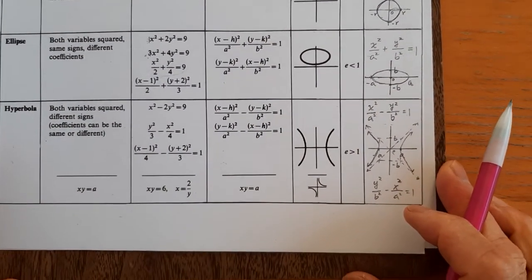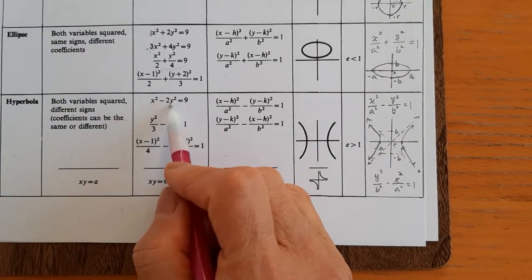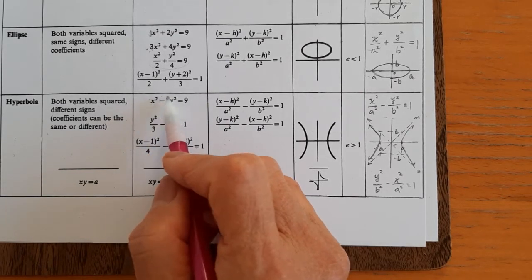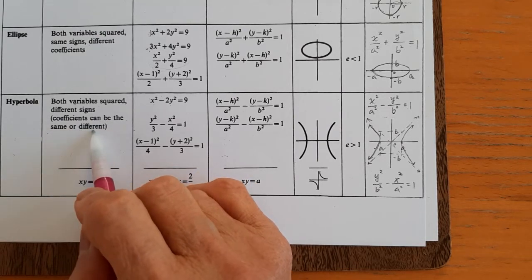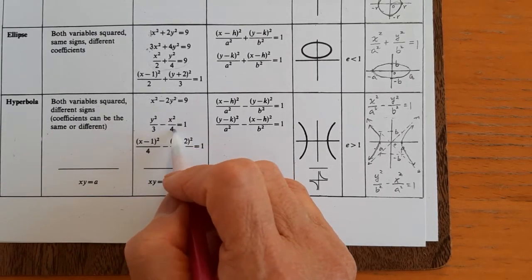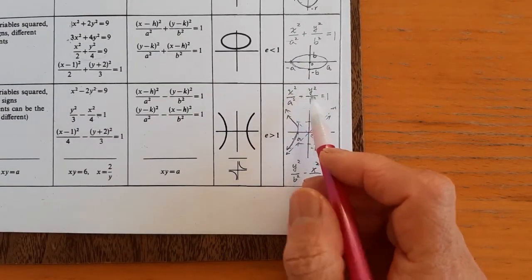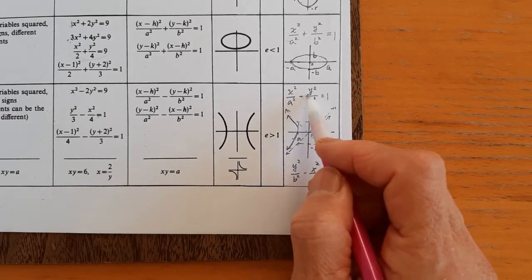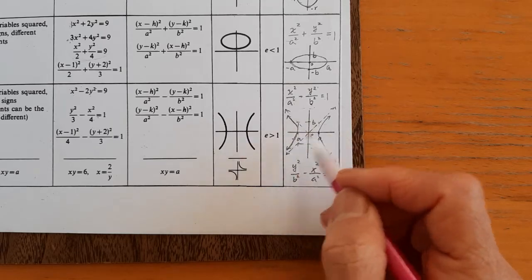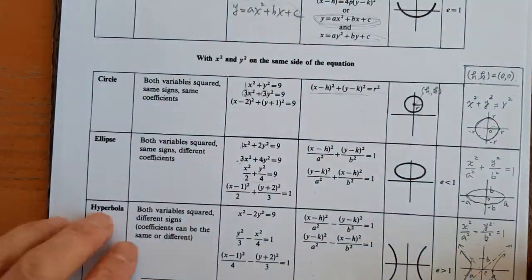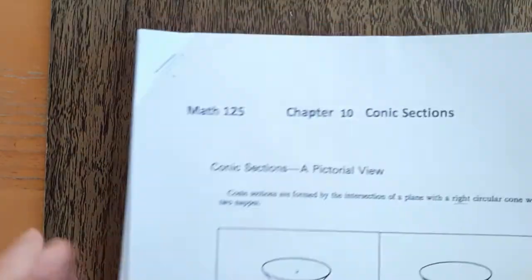Then hyperbola. It's both variables squared, x squared, y squared, but with different signs, one positive, one negative. The coefficients can be the same or different, just with different signs. So we are going to learn this. If it is x squared over a squared minus y squared over b squared, with the minus, it's a hyperbola. Let's talk about some examples, then you will see what they look like.